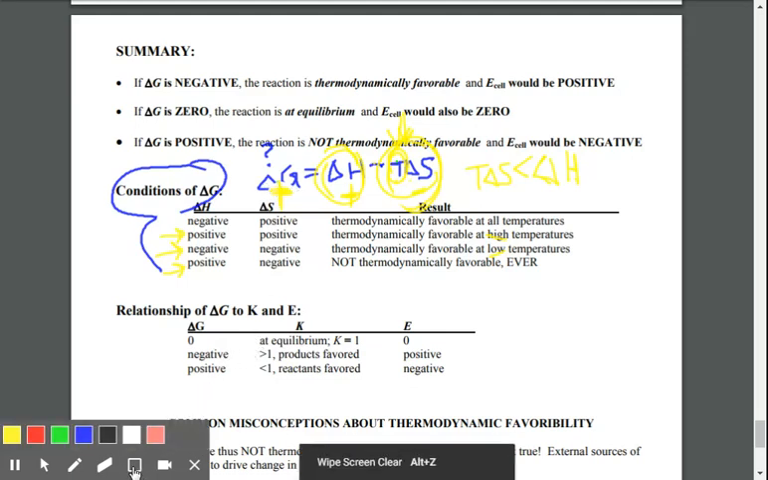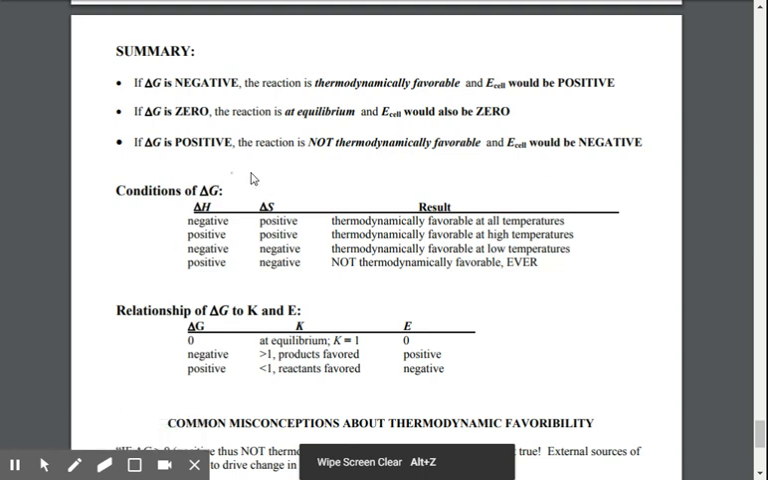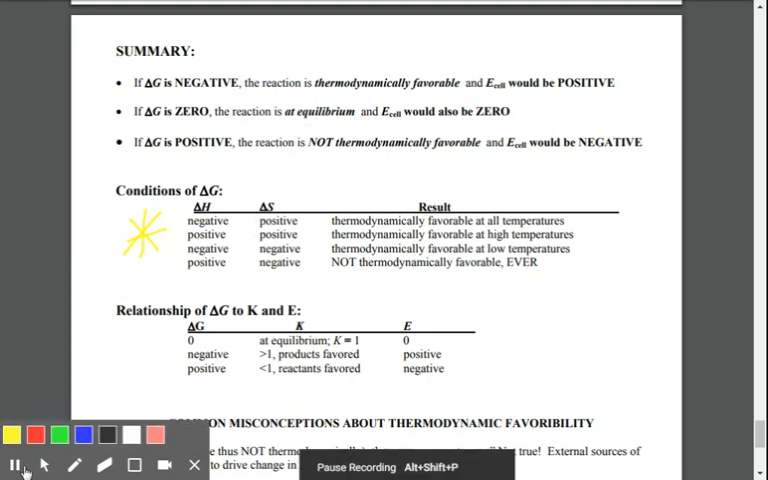So working with these sign conventions, the conditions of delta G, this is an extremely important concept. So please make sure you really understand it. Don't just memorize the chart. Apply it to delta G equals delta H minus T delta S, and hopefully that will get you through the majority of your multiple choice.